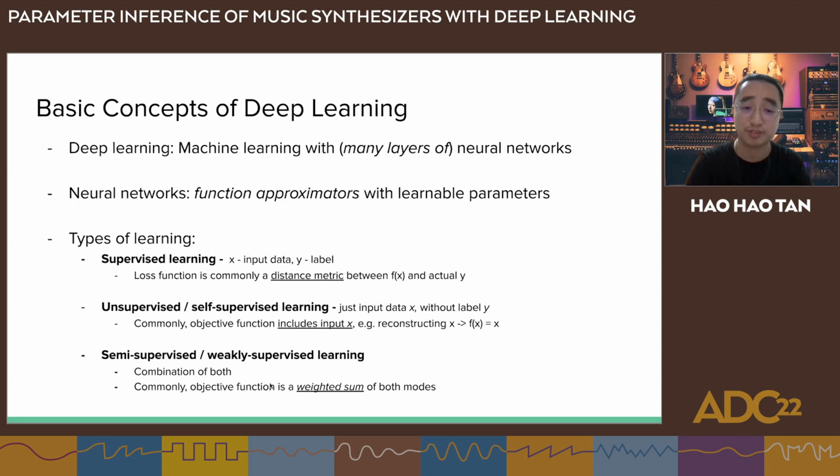There's also semi-supervised. So if you can do both, why not, right? So it's a combination of the best of both, and commonly the objective function is a weighted sum of both modes. Why we need semi-supervised is because labeled data is very hard to get, especially in the music case. I'm sure if some of you guys have done some work on this, it's super hard to get quality labeled data for music cases. So somehow you can get some of them, but then you try to use some unlabeled data to kind of improve your model performance.